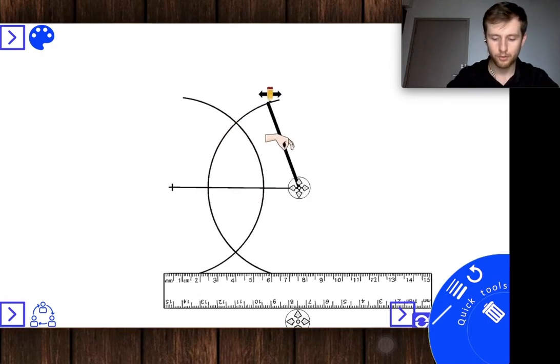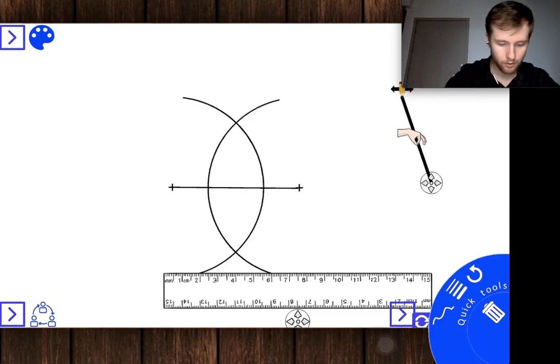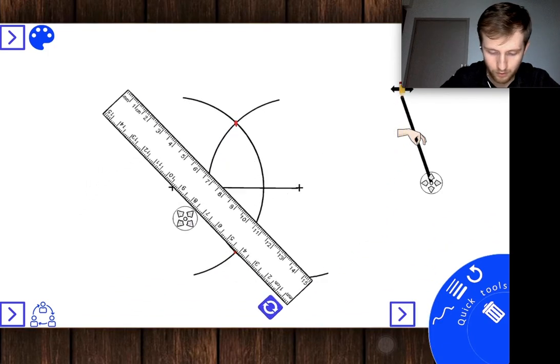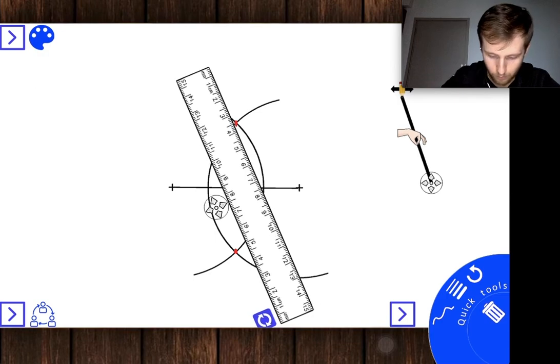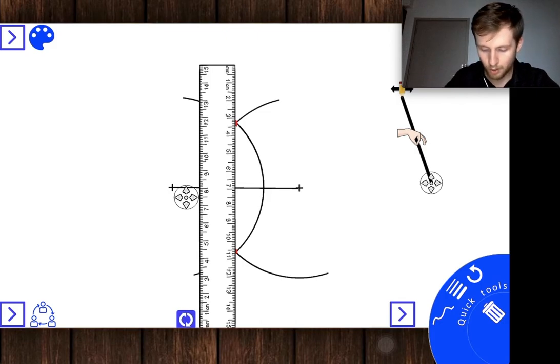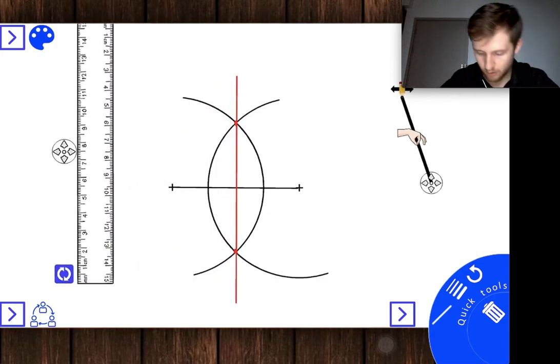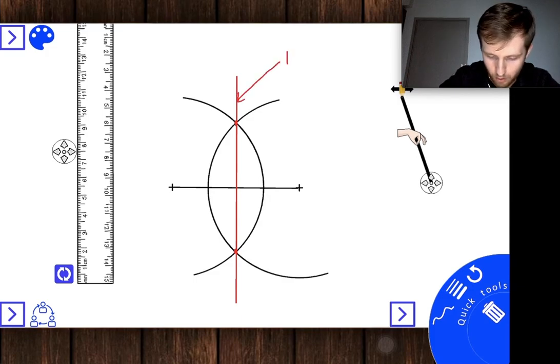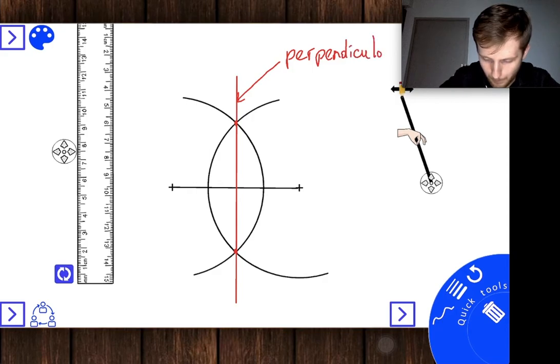Okay, so now that we have these two arcs, we have to label the points of intersection of these arcs. And through these points of intersection of these two arcs, we can draw a perpendicular bisector of the line. So this is it. This is a perpendicular bisector.